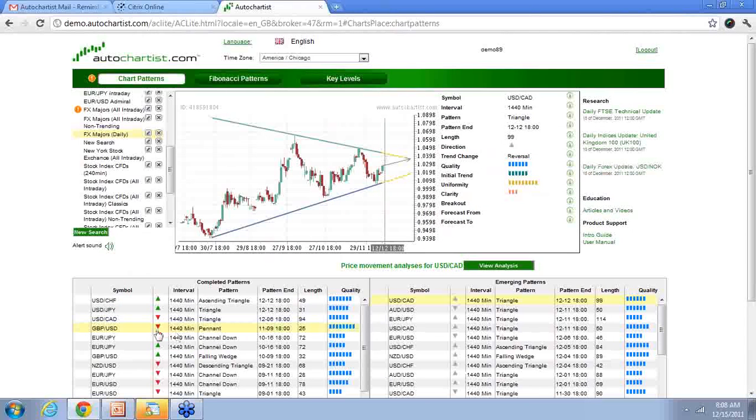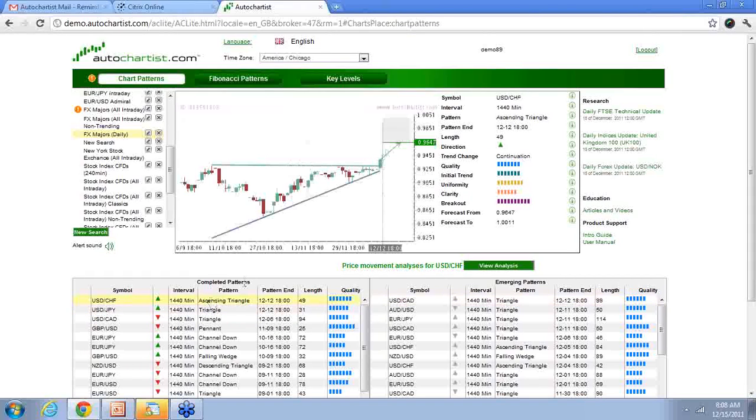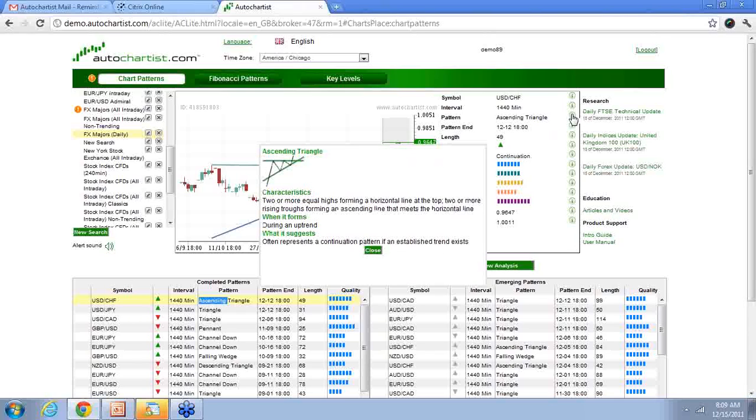Right, there we go. Now, when I move to the completed patterns, I'm looking at a pattern that is already formed and is now breaking out of either resistance or support point. In this case, a resistance point. And in this case, this is an ascending triangle. If you're not sure what an ascending triangle is, you can always click on this I button here, and you can see that's what it's supposed to look like.